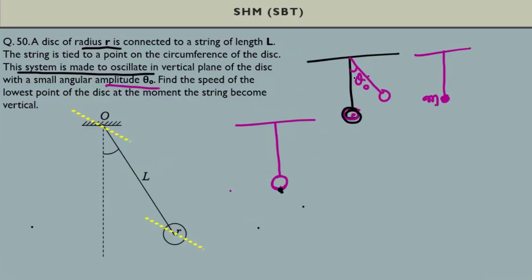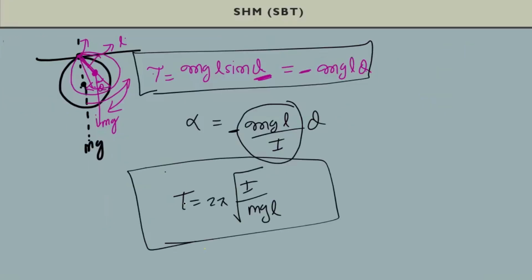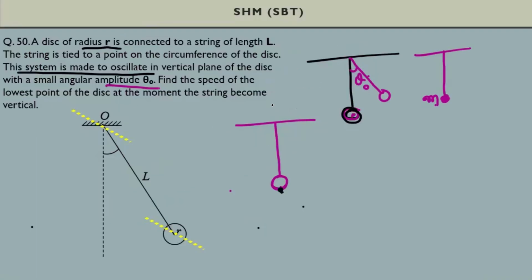But here we have to be careful about one thing. If you use this omega, it will give us the time period. But think about this bob connected to this point, and say we have taken it to angle theta naught and then we are releasing it. At angle theta naught, let's say this is the ground, the bob is at a certain height, so it has certain potential energy. As it comes down, that potential energy gets converted into kinetic energy.